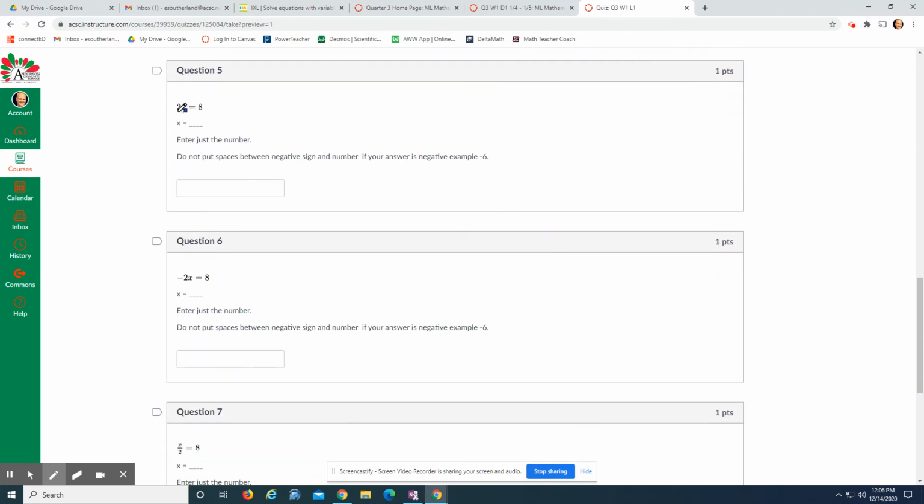This means they'll multiply, so to undo that, you're going to divide. And the same thing here. So negative 2x equals 8. To undo multiplication, you're going to divide by negative 2.